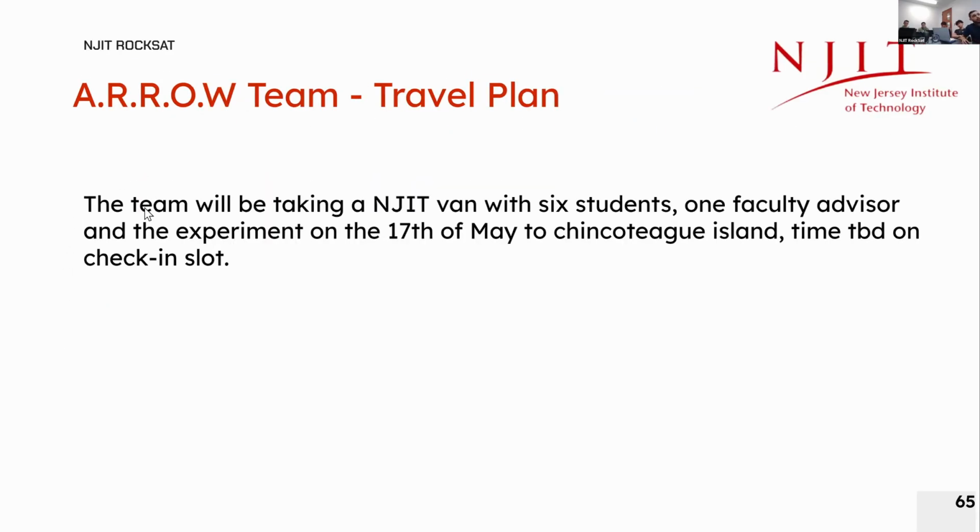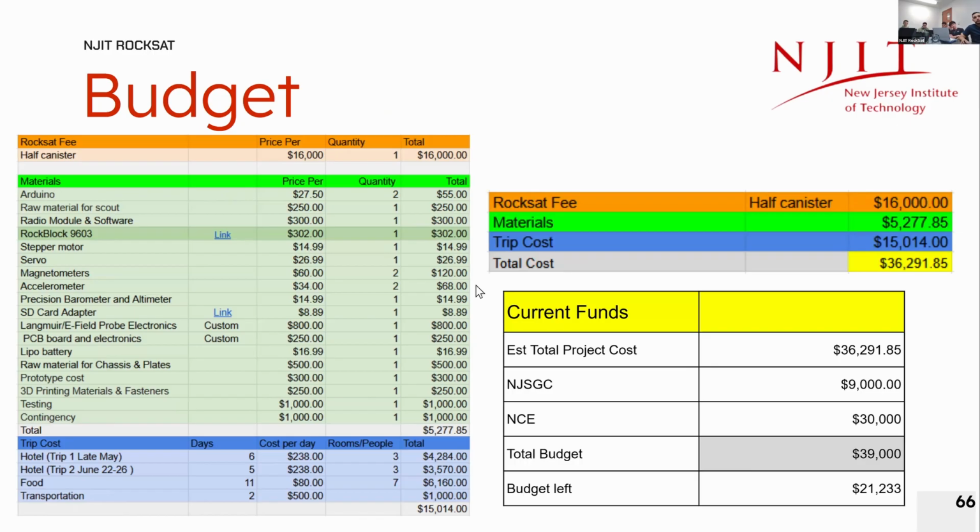All right, and then for travel plans, the team will be taking an NJIT van with 6 students and 1 faculty member, and the experiment, on the 17th of May to Chincoteague Island. Time to be determined by the check-in slot for you guys. And as for the budget, so far our total budget was $39,000. The budget left is $21,000. 15 of that is presumably for travel and hotels, so we're still within budget.